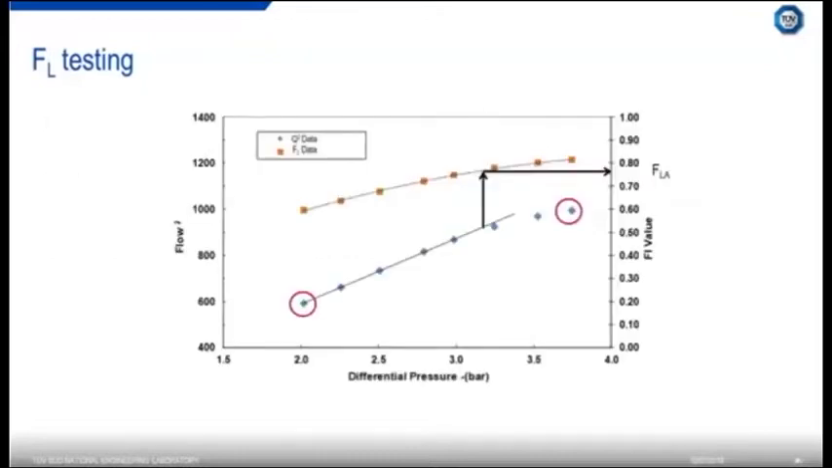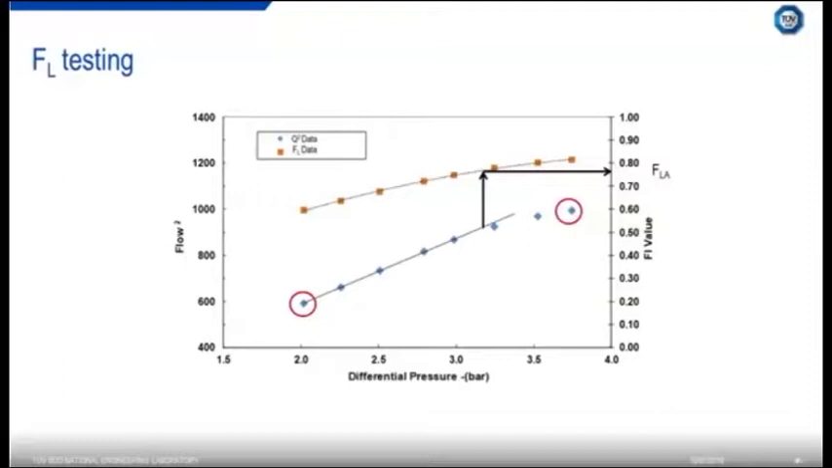And you'll end up with a graph that looks something like this. So the blue data points are your flow rate data. So this is flow rate squared on the left-hand y-axis, and you've got differential pressure on the x-axis.